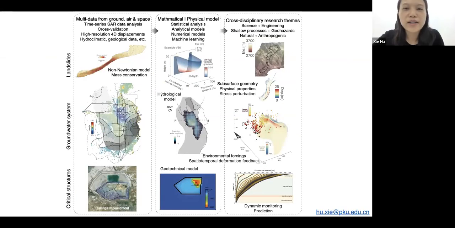So lastly, to recap my research. I'm mainly using multidisciplinary data from ground, air, and space with the focus of SAR remote sensing to generate the interferometry and get the time series displacement. And then I will apply statistical and analytical numeric models as well as machine learning to help us constrain the geometry and better understand the triggering mechanism of those processes and their environmental forcings. The ultimate goal of my research is to better understand the geohazards and the shallow processes in the geodetic timescale.